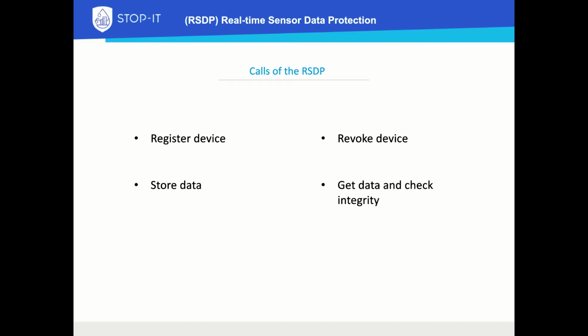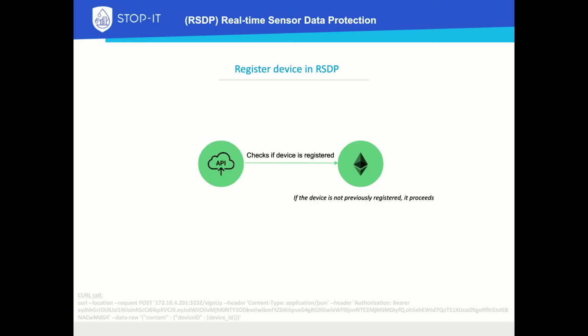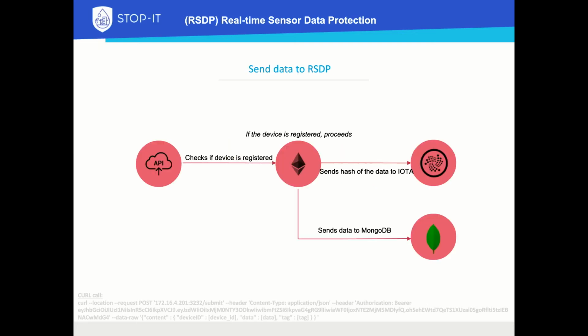As we can see, there are 4 calls, and now we are going to talk about each one in more detail. Register device is called in order to let the registered device store data and get it. To register a device, the tool uses Ethereum because IOTA doesn't offer smart contracts yet, and we need them in order to do the access control of the devices. The revoke process of the devices is the same as the register process. The tool revokes the devices in the smart contracts, and they will not be able to store data or get it. Send data is a bit more complex.